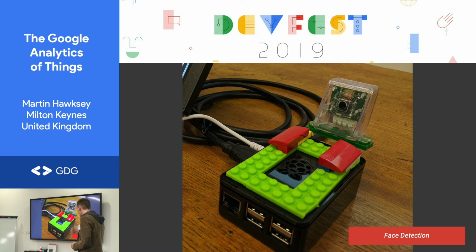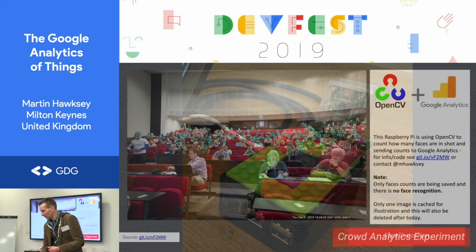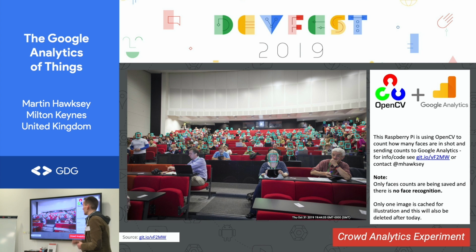So, Raspberry Pi, webcam, and a bit of face detection. Using the OpenCV library, which is a great library for processing images, you can basically use the webcam and detect the number of faces. This is, I think, DevFest 2018, I think it was.